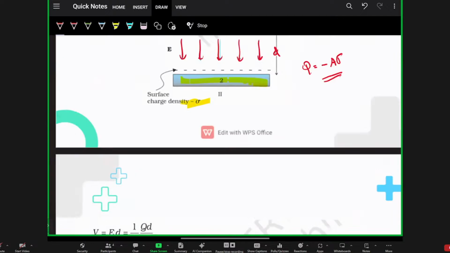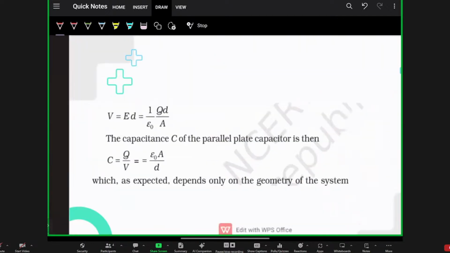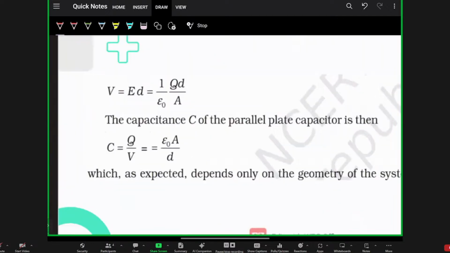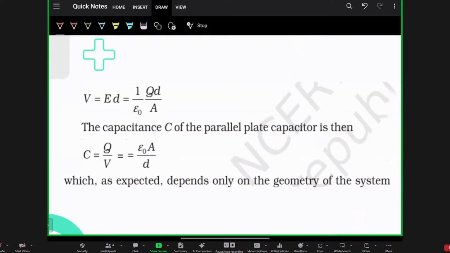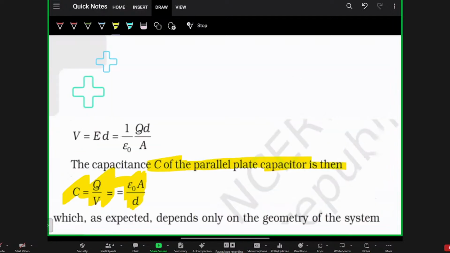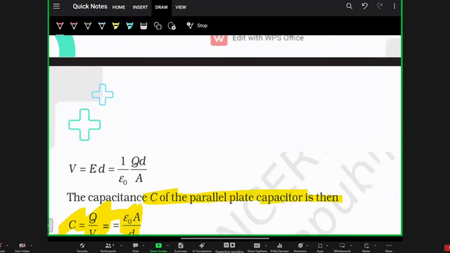And see, using these equations, the capacitance C of a parallel plate capacitor is given by C is equal to A epsilon naught divided by.